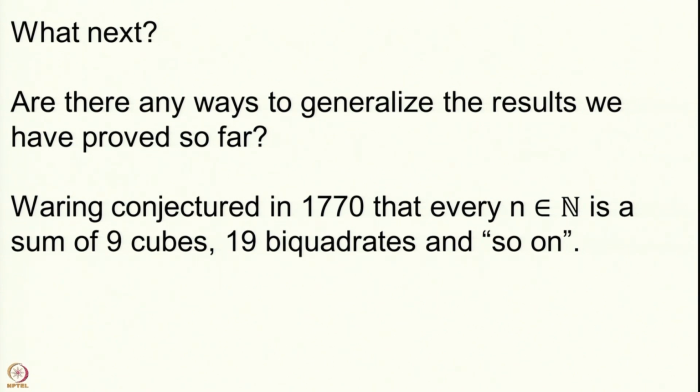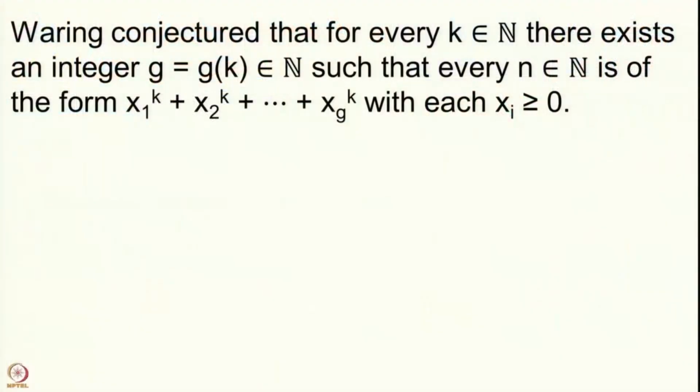19 biquadrates. Biquadrates means fourth powers and so on. So, Waring said that every positive integer is a sum of at most 9 cubes. It is a sum of at most 19 fourth powers and so on. So, this "so on" is very peculiar. What is the meaning of "so on"? Let me explain the meaning of "so on" to you in this slide.